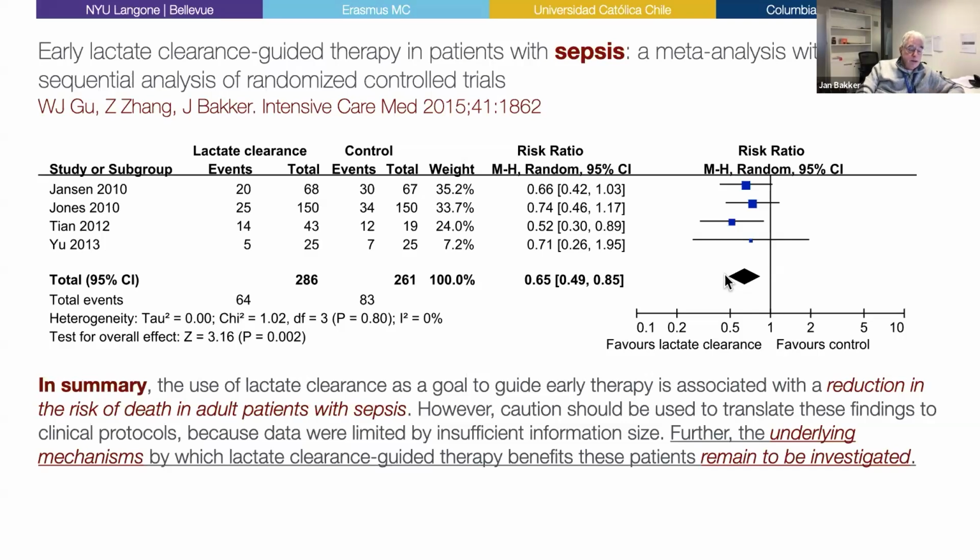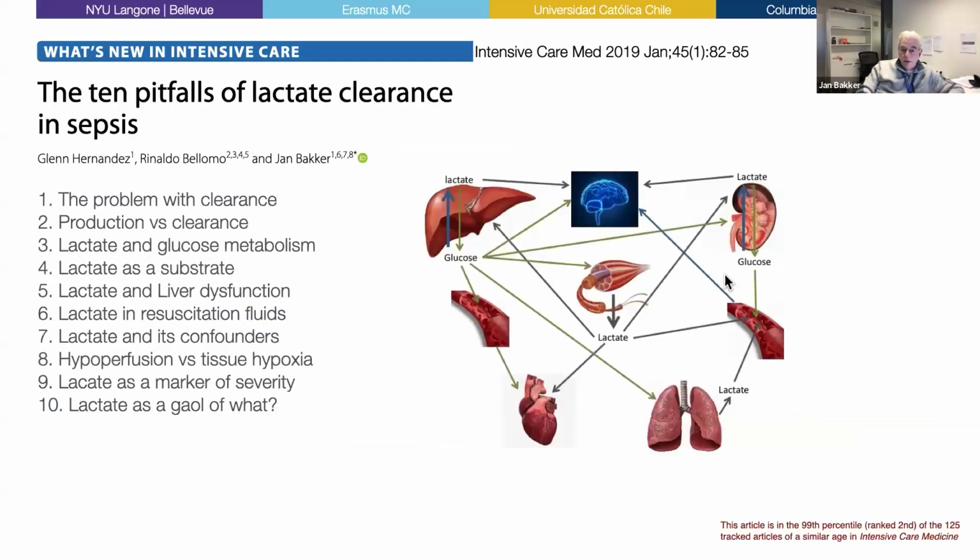Now, the problem is, as you can imagine from the metabolism of lactate, there are a lot of confounders. Because if you want to use the disappearance of lactate, the changes in levels, and you want to do that with treatment of oxygen, hemoglobin, cardiac output, and giving some morphine or putting the patient on a ventilator to change demand, then the clearance should not be influenced by other factors than those that you manipulate. And that's, of course, not the case. That's what we wrote in this paper, the 10 pitfalls of lactate clearance in sepsis.